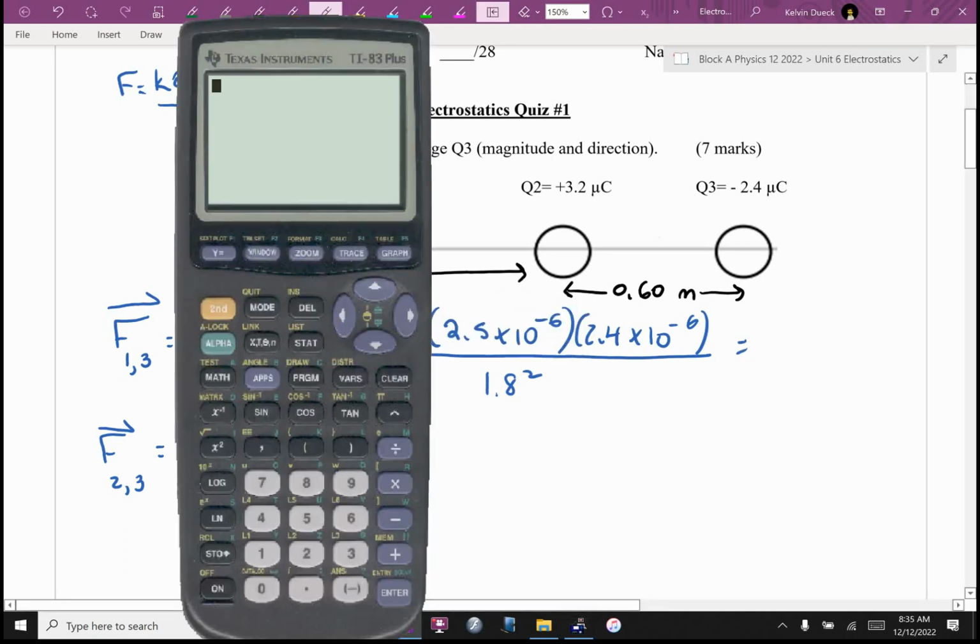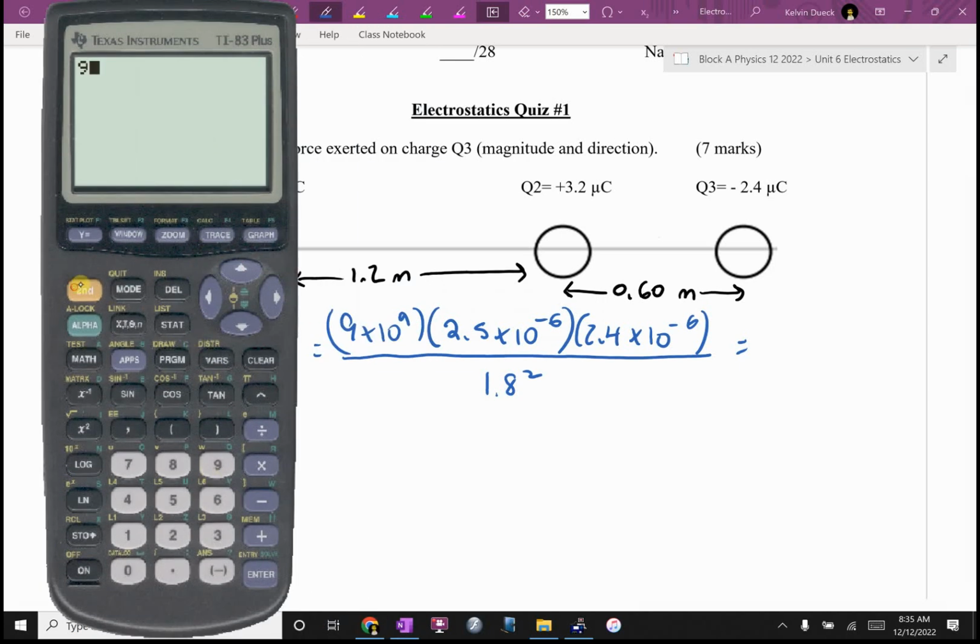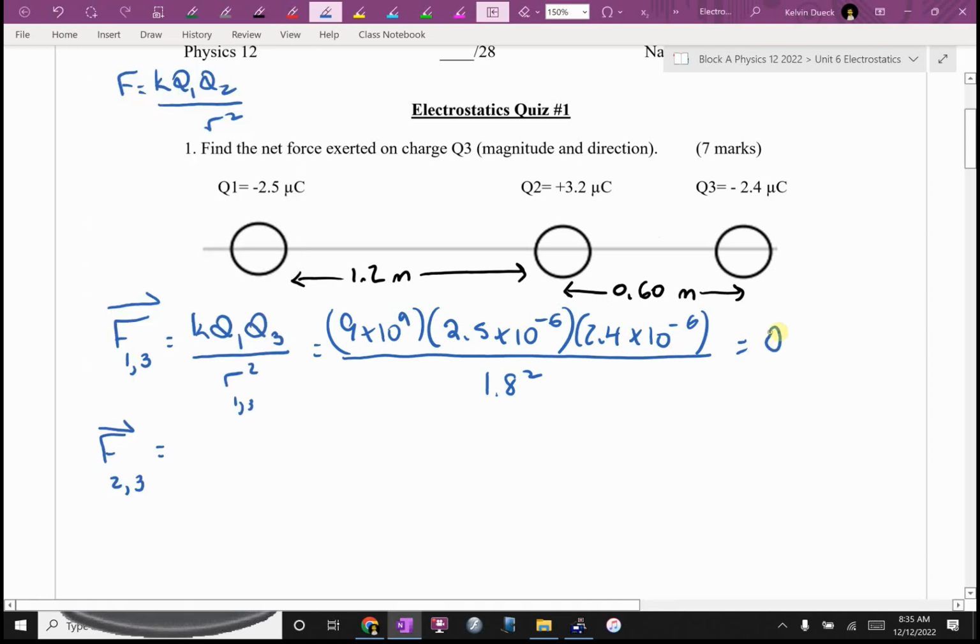Okay. Here's the magnitude. It's going to be 9 times 10 to the 9th times 2.5 times 10 to the negative 6 times 2.4 times 10 to the negative 6 divided by 1.8 all squared. I get a 0.016 repeating newtons. Not a very big force. Yeah, they're pretty far apart. Is that right? 0.016 repeating? Not my final answer, so I won't round off or do sig figs yet. Newtons. I need the direction.